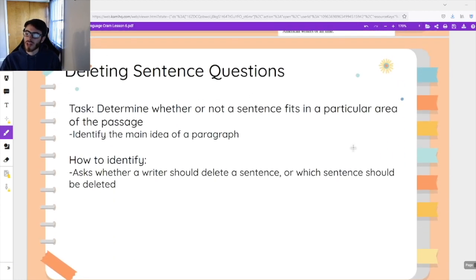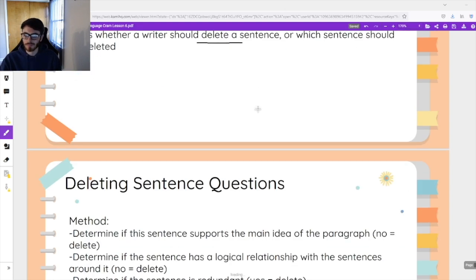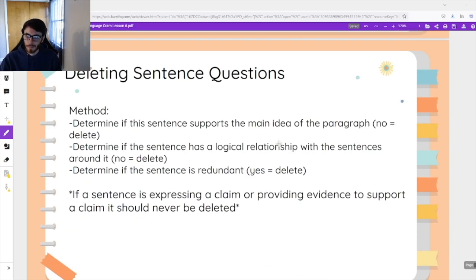Along the same sort of lines, the same sort of thought process we have for deleting sentence questions. It's the same task pretty much, right? Determine whether or not a sentence fits in a particular area of the passage, and we still need to identify the main idea of the passage. It's going to ask us to delete a sentence, or whether a sentence should be deleted, or which sentence should be deleted. And the method's very similar.